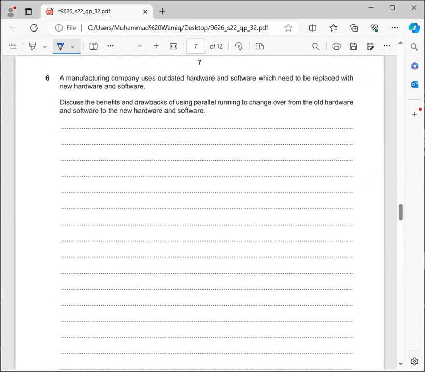Question number 6. Question number 6 is that there is a manufacturing company that uses outdated hardware and software which needs to be replaced with new hardware and software. Discuss the benefits and drawbacks of using parallel running to change over from the old hardware and software to the new hardware and new software. So this is regarding discussion. And when you have a discussion, that means that you have to write your topic in depth, in a structured way.